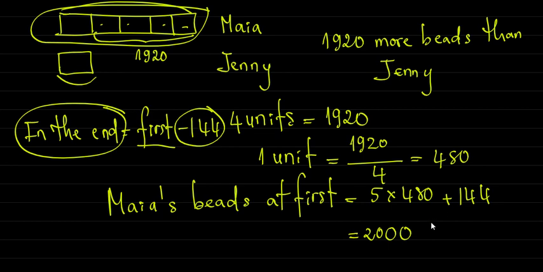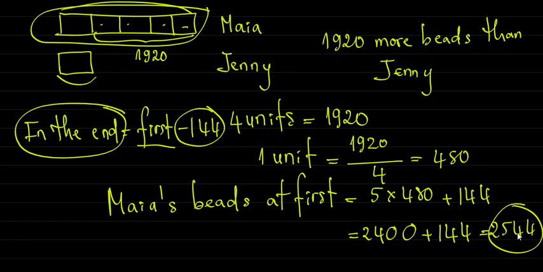Sorry, that's my fault. 5 times 0 is 0. 5 times 8 is 40. So it's 0, keep 4. 5 times 4 is 20, 24, plus this, so that will be 44 bits. So Maya had 2,544 bits at first.